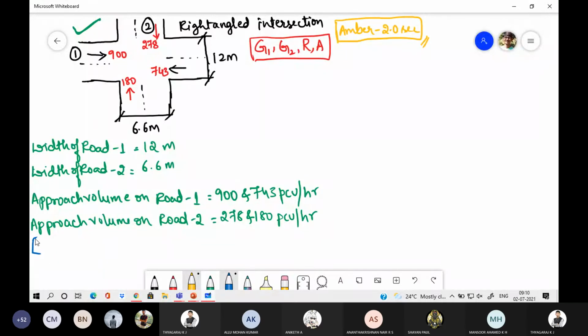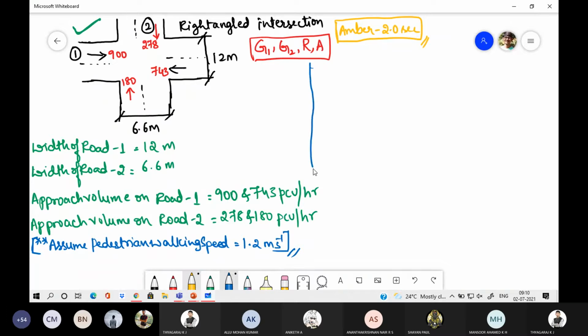Very important thing you have to assume: pedestrian walking speed. Pedestrian walking speed is equal to 1.2 meter per second. So this is the assumption you have to make. That is, in 1 second he can travel 1.2 meter. So kindly note down up to here. Now we will go for the actual problem.